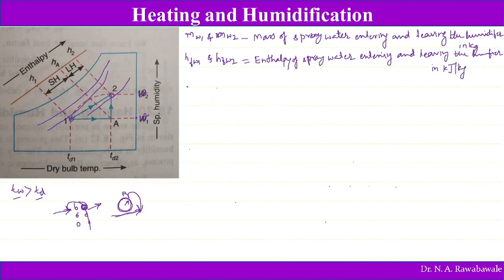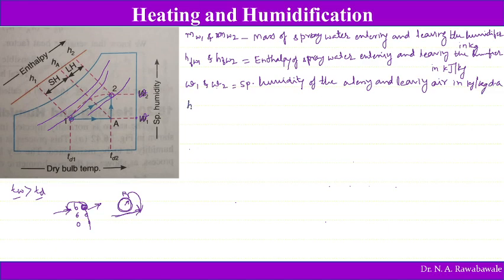Then let us consider omega 1 and omega 2 to be the specific humidity of the entering and leaving air in kg per kg of dry air.